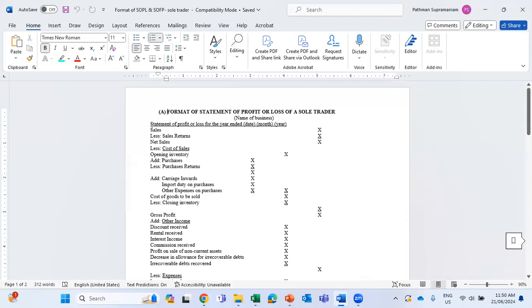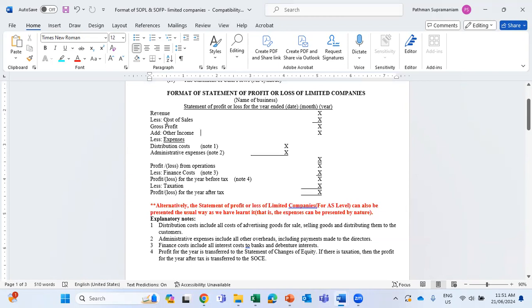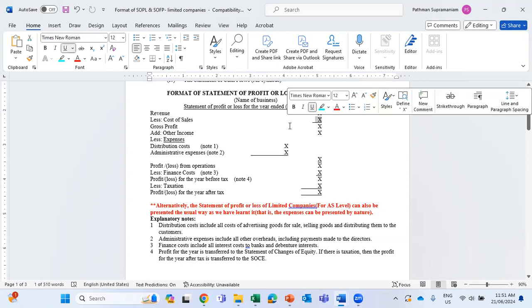See, sole trader, look at your statement of profit or loss. From gross profit here, how much information, your cost of sales is broken down, right? Opening inventory, purchases, and so on. But for a company, they just put one line in the cost of sales. No details. Actually, there's another separate schedule.